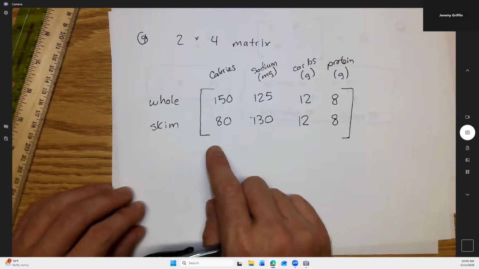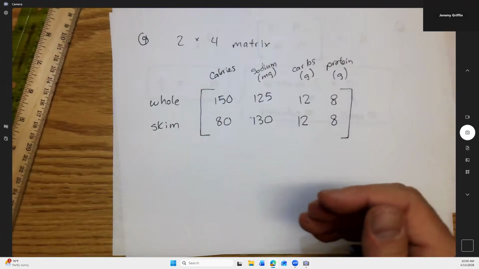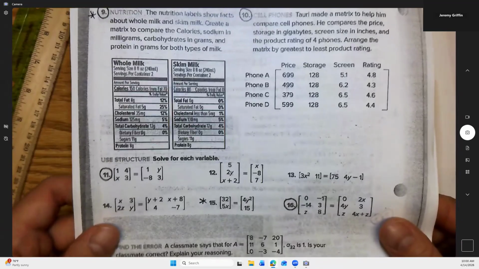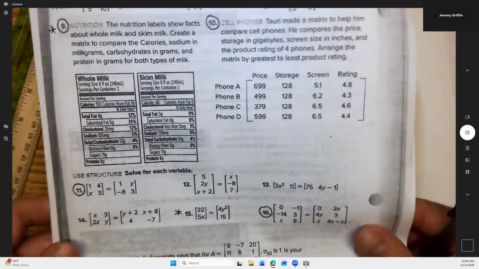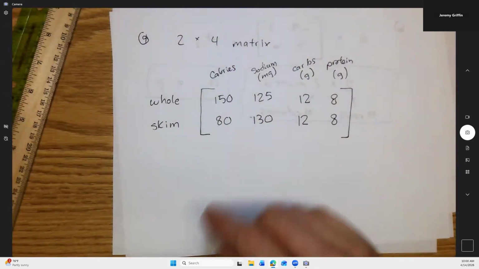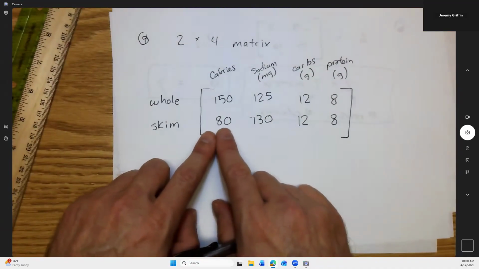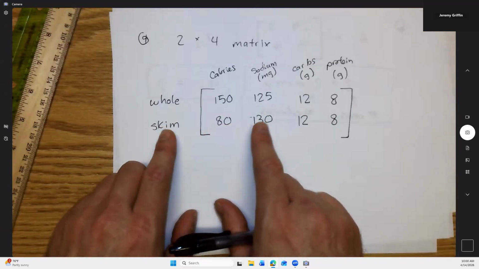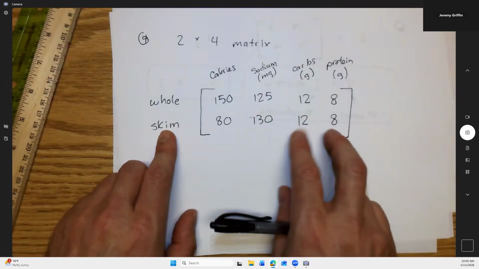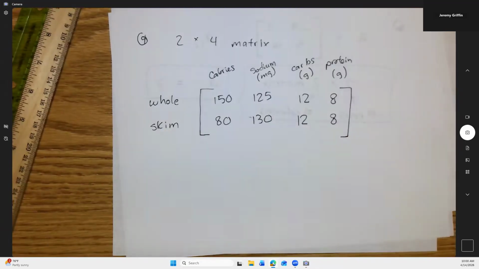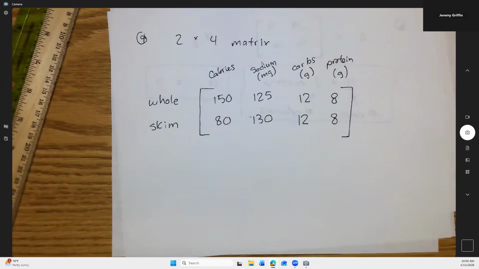So it looks like the biggest difference. If you're trying to pull the data off these labels, you have to dig around for it. But in a matrix, the numbers just pop out. The biggest difference is definitely the number of calories. Skim has almost half the number of calories. Sodium is pretty similar. Interestingly, skim has a little bit more sodium. All the other metrics are identical. So you guys good with the milks?